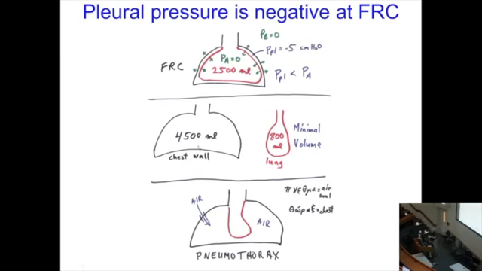So due to the elastic recoil, the chest wall tends to be pulling outward, the lungs are pulling inward. So at FRC, the chest wall is pulling out, the lungs are pulling in. Pleural pressure is negative. And so there's this kind of tension between the lungs and the chest wall, and the pleural pressure is going to be negative. So here we're saying it's -5.